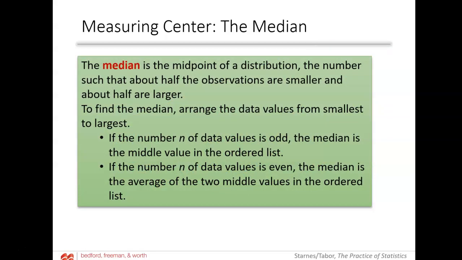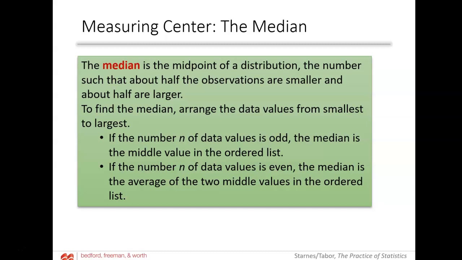The median is the midpoint of the distribution, the number such that about half the observations are smaller and about half are larger. So remember, we've seen cases where the median isn't exactly a single value, so we have to average the two in the middle. But either way, it's an about measurement anyways. So to find the median, arrange them from smallest to largest. And this idea we've kind of been tinkering with says if n, the number of data values, is odd, then the median is directly in the middle of the ordered list.